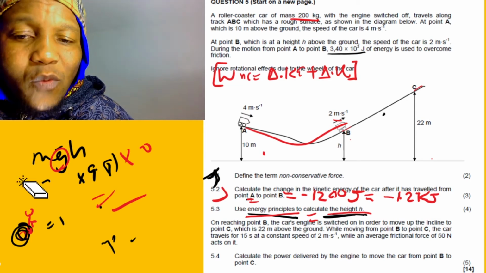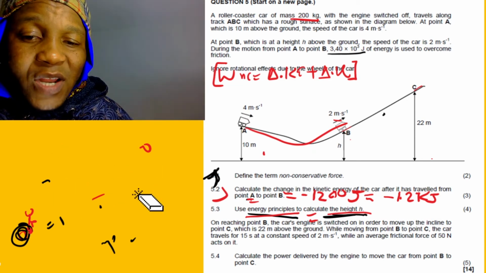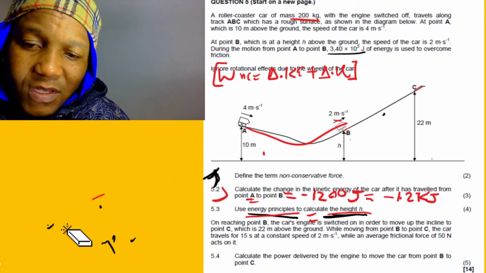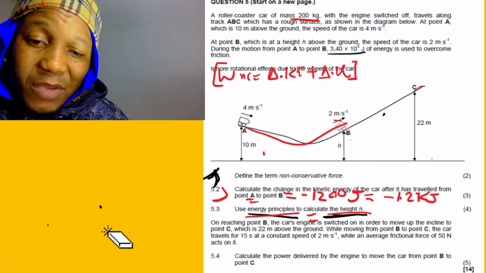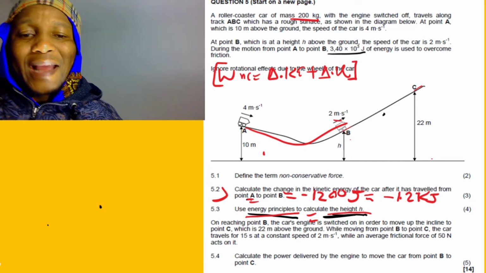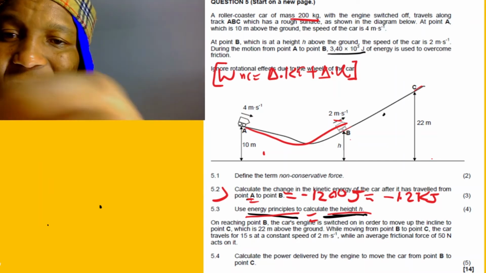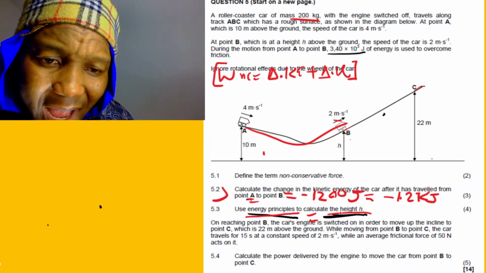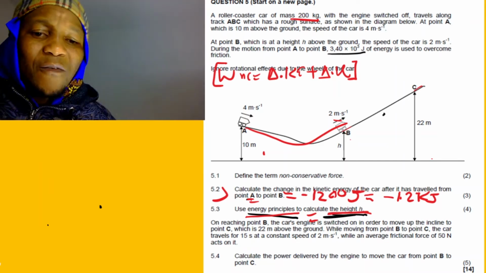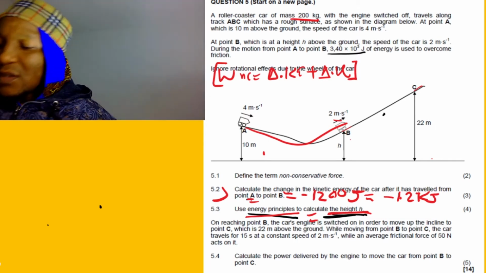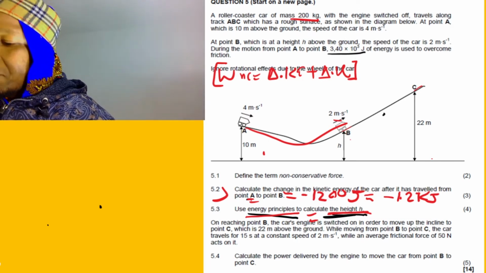Now let's go back to our question and solve based on how they ask us to solve. So I believe now you understand how that potential energy works. If you go back to the question, they say find the height, but use the principle of energy.